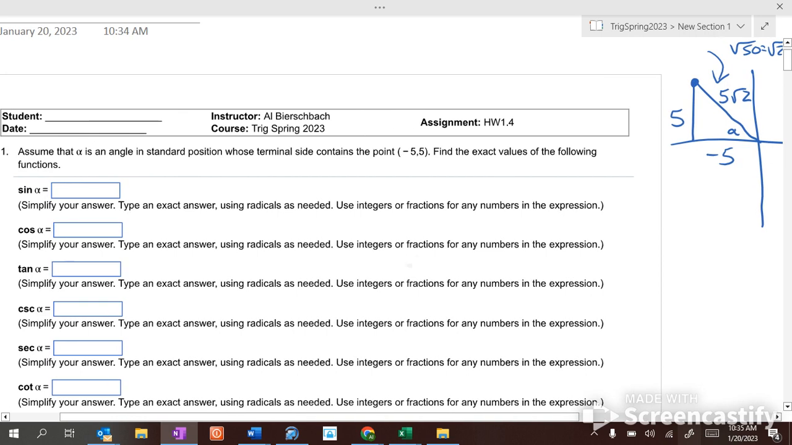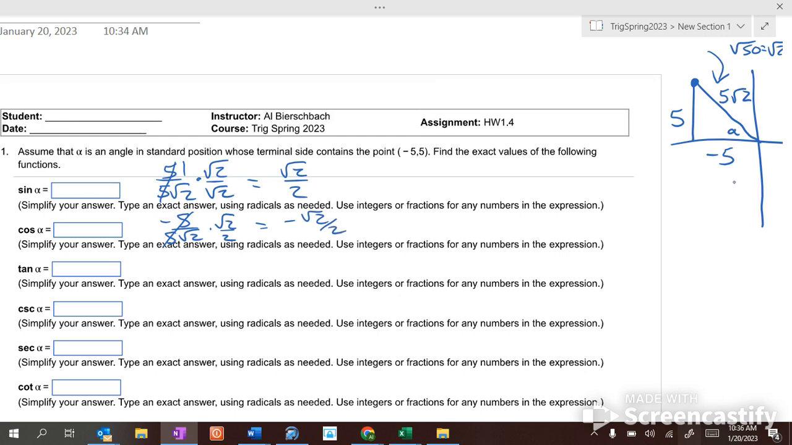So to find the sine of that, you go 5 over 5 square root of 2. These cancel, and you put a 1 up top. Can you leave it as 1 over square root of 2? No. You multiply top and bottom by square root of 2, and you get square root of 2 over 2. Cosine is the exact same, except it has a negative on the top. These cancel, so it's negative square root of 2 over 2.